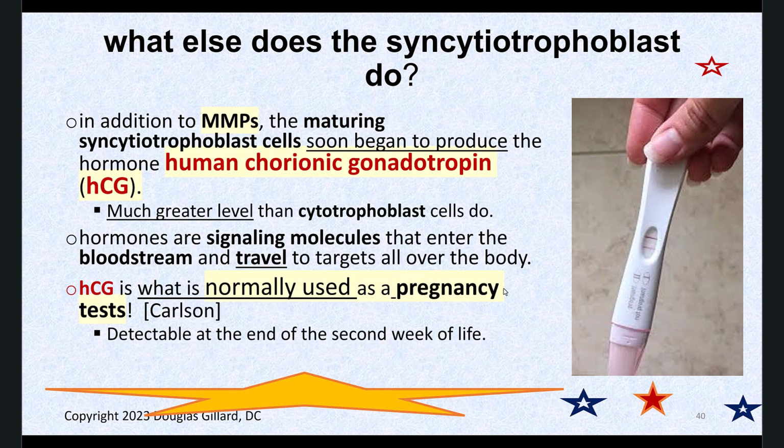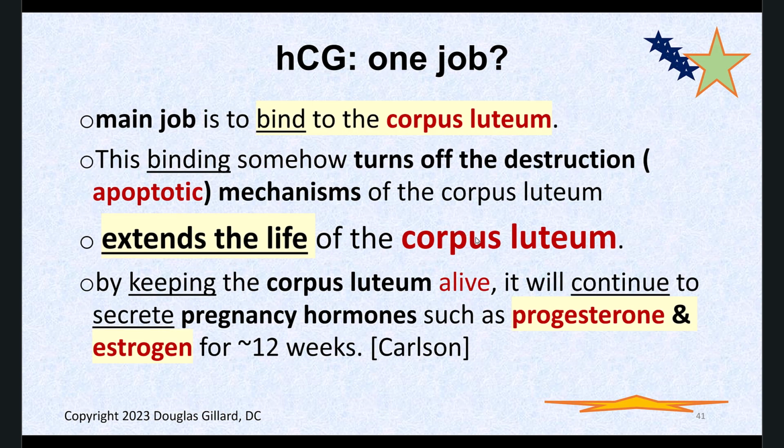Remember, we said you could use EPF, which is also secreted from trophoblast cells, but that's about a $10,000 test. So what does HCG do? We talked about that. It binds to the corpus luteum and keeps that alive. So awesome. It extends the life of the corpus luteum. We need the corpus luteum if you're pregnant because the corpus luteum will secrete progesterone and estrogen. Those are the hormones that keep the pregnancy rolling.